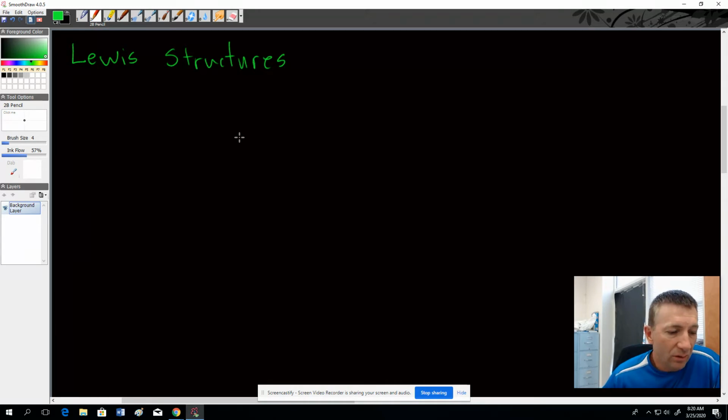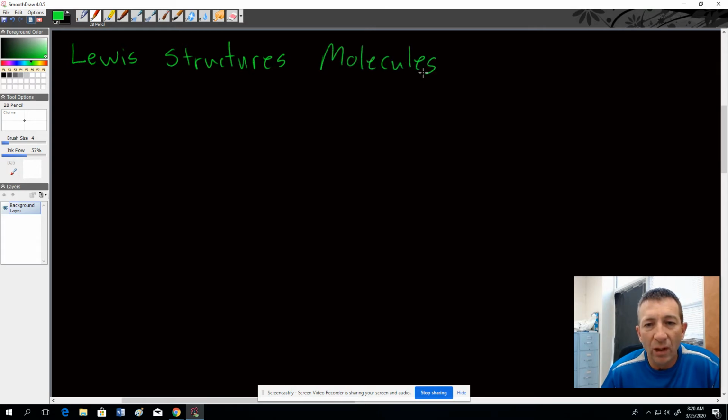I like to do Lewis structures with molecules, so this is going to be talking about molecules. I like to look at how many electrons an atom has and how many it needs, and then look from there. So I'm going to do just a few Lewis structures to show you how to do them. Let's start out with the simple one, methane, CH4.